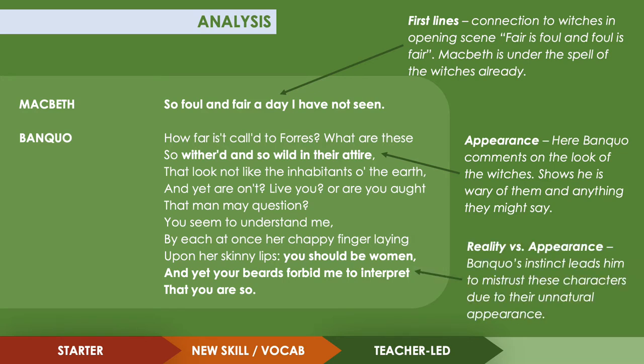So next we have the line, "You should be women, and yet your beards forbid me to interpret that you are so." Again, this comments on the appearance of the witches being unpleasant and conforming to the expectations of a Jacobean witch. The confusion over gender due to the witches having beards shows that Banquo is wary of them and their unnatural appearance. Therefore, he instinctively mistrusts them.